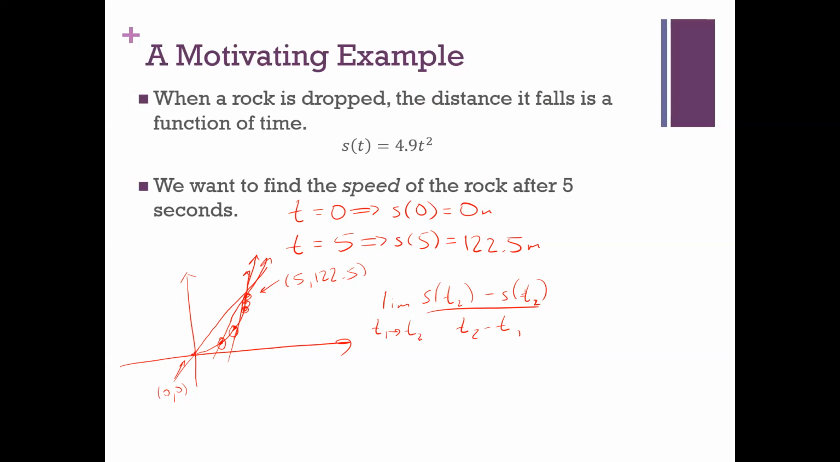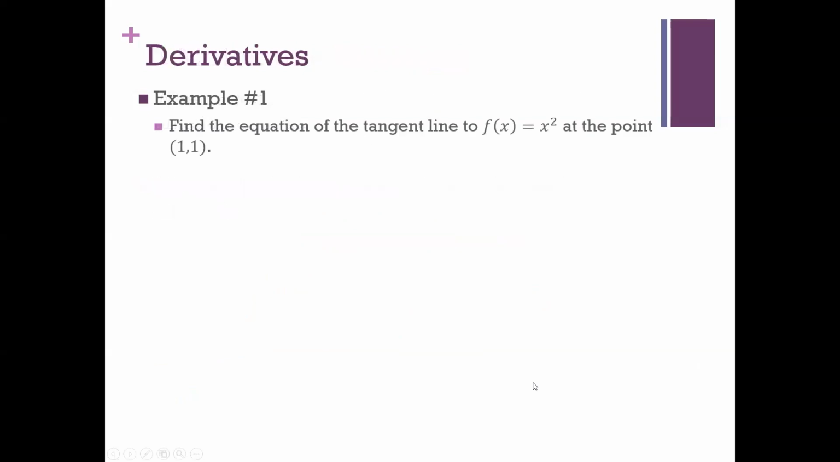Maybe that'll exist. I know that I can't just have T1 and T2 be equal, but maybe if I can find that limit, I'll get a slope. So just setting the stage for what we're doing today. We'll just think about what a derivative is.